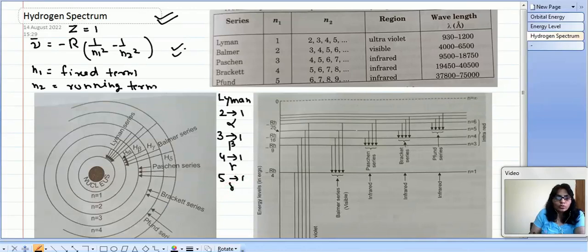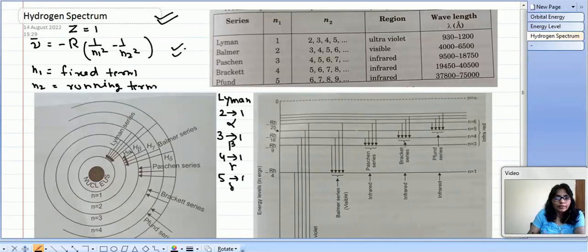So here it is also written for the Balmer series. The same thing will happen for Balmer. The first means alpha, the second means beta, the third is gamma, and then delta. If we write the same thing for Balmer series, then the first line will be from 3 to 2.